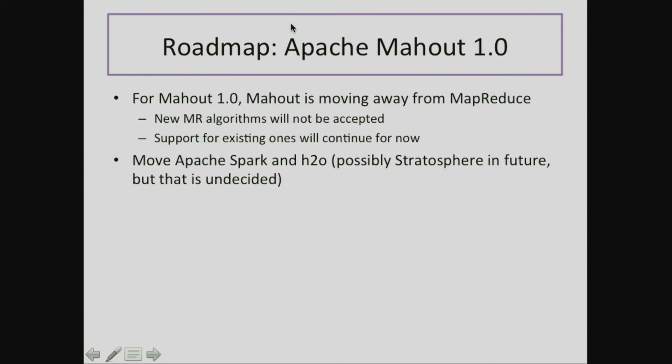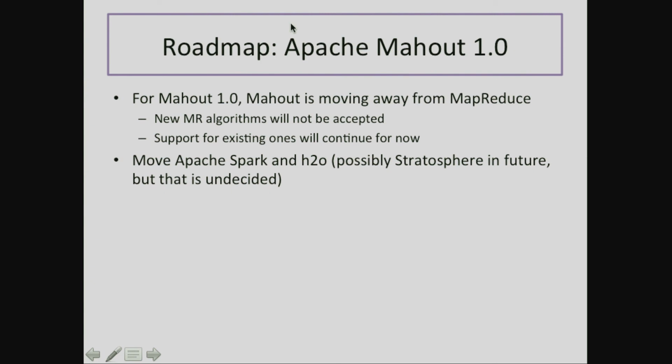So what's happened? Here's the roadmap to Apache Mahout 1.0. As many of you have heard, there's been a lot of discussion about this. Mahout made the decision to move away from MapReduce. So they are officially still supporting some algorithms that use MapReduce because there are things that are in production, but they are not accepting any new algorithms, and it's not clear how these decisions are being made as they go forward. How long they will support the current algorithms is not decided yet, but they very much want to support the people who are using it in production.